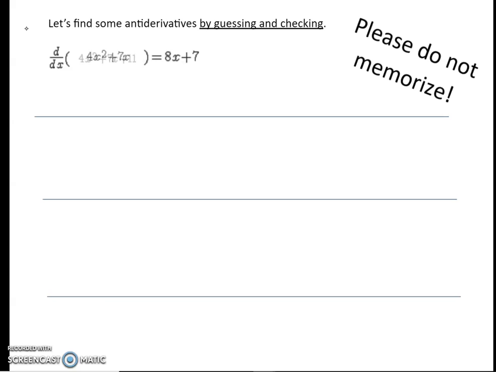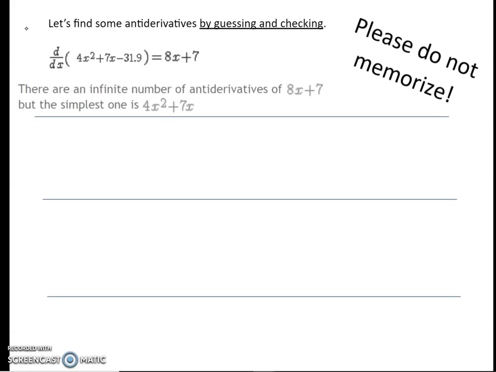Or you could add an 11, right? That would also give you the same derivative. If you want to get fancy, you could subtract 31.9. It doesn't really matter, but in fact, you could go ahead and add or subtract any constant you want, and it's got the same derivative. But what we're going to really care about is trying to find the simplest one. And in this situation, it's just 4x squared plus 7x.